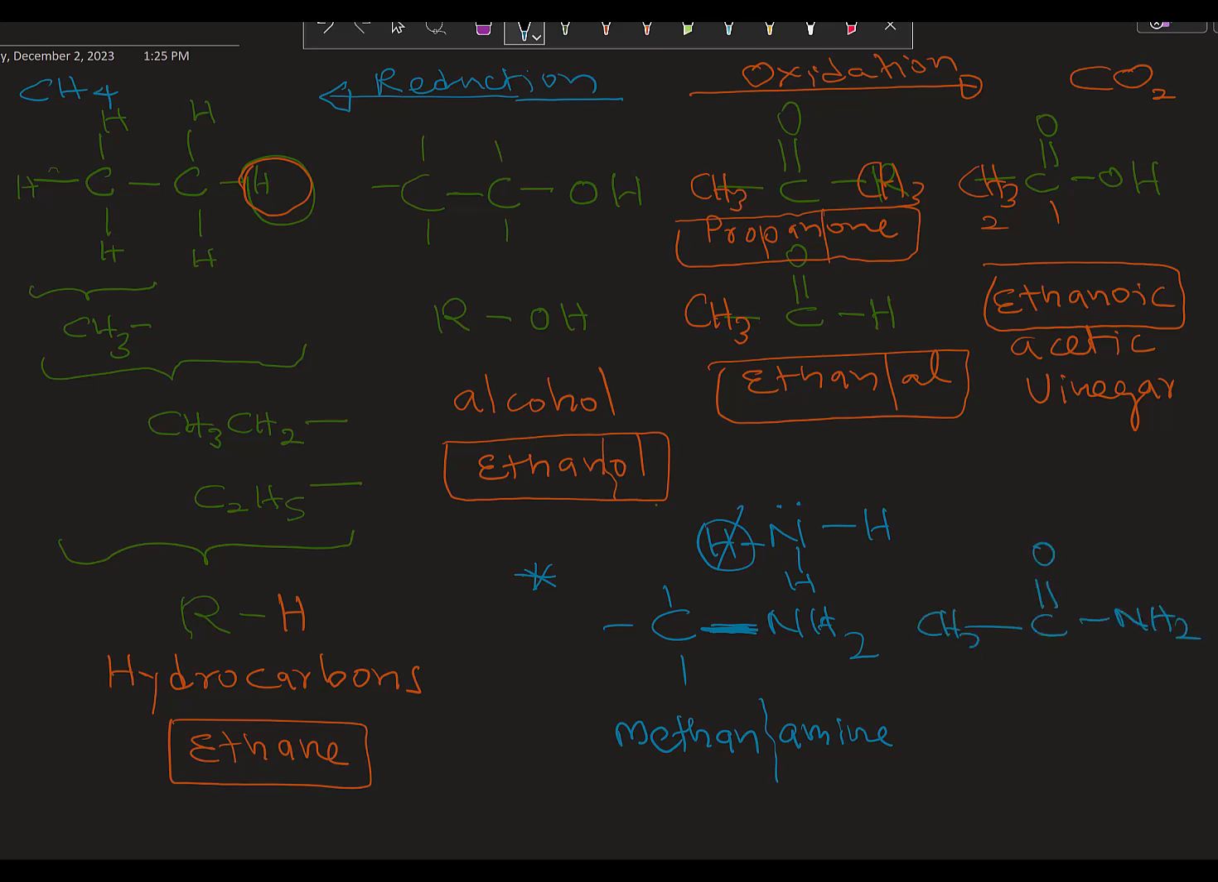Now, if you have a CONH2, that's an amide group. And this is the amide functionality, with 2 carbons, so it's ethanamide.